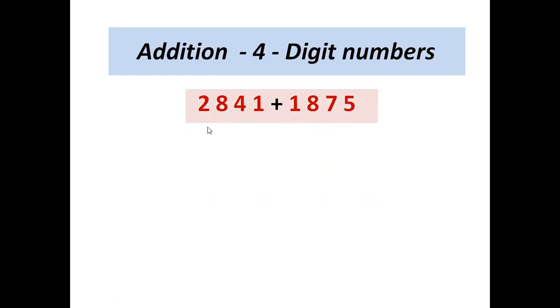So this is the number. We have to arrange it first in proper columns. As these are 4-digit numbers, both the numbers are 4 digits. We have the highest place value is thousands. Okay. So let's first arrange them. 2,841 plus 1,875. Okay. We have to arrange it properly. Okay. And we have to then start addition from ones place digit. Okay. Now let's see.